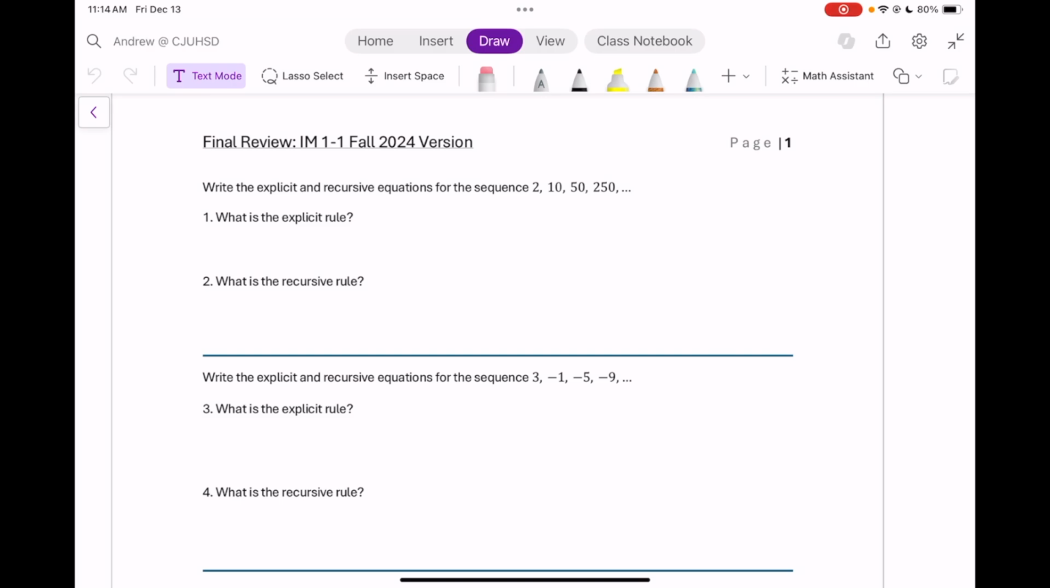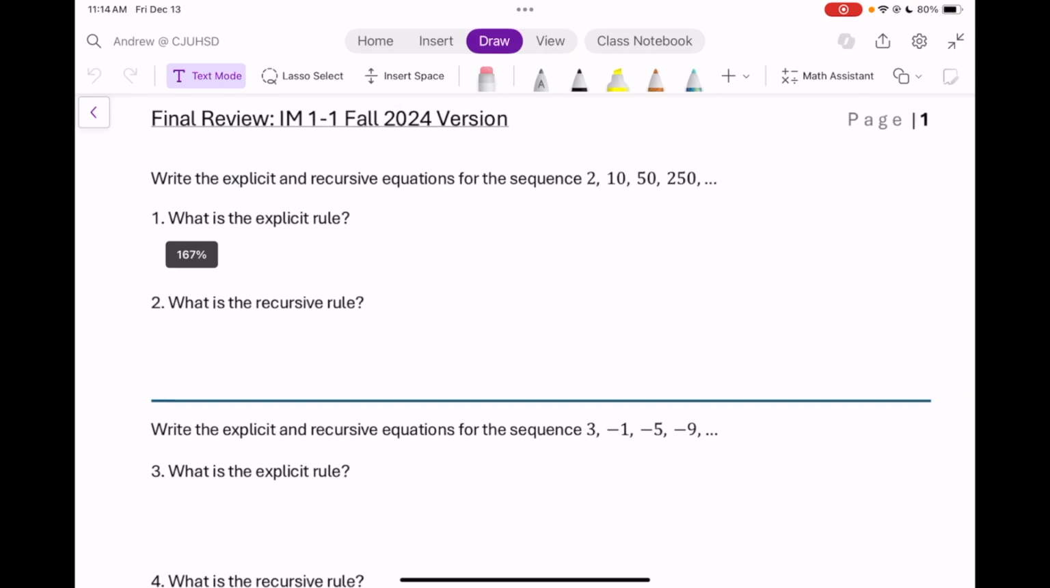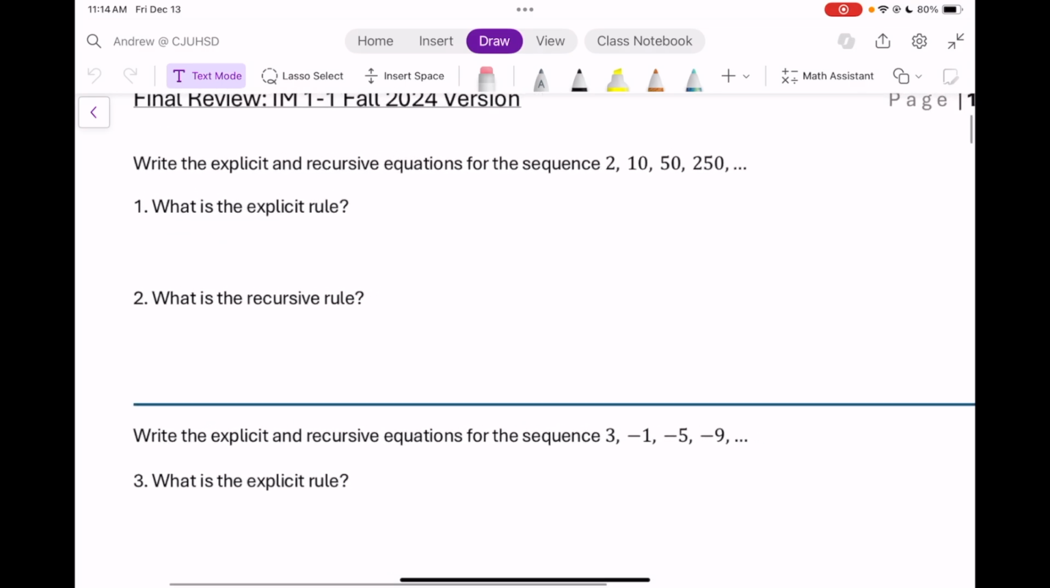Our final exam review for the fall of 2024. So we're going to write the explicit and recursive equations for the sequence. We need to first analyze how we're jumping from one number to the next. This looks like a multiply by 5, and it's all the way through multiply by 5. So that means that the common ratio is 5. It starts at 2. That's all we need to know.